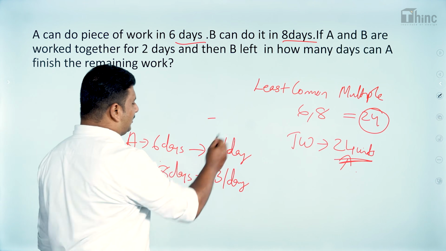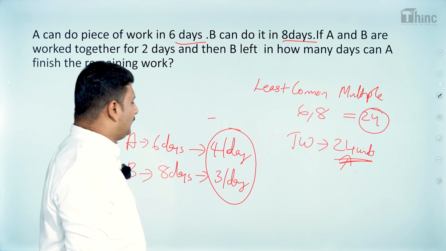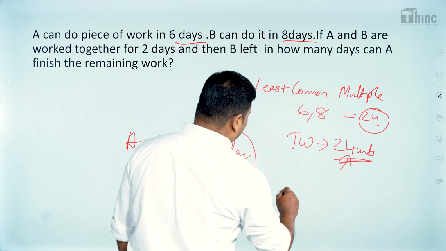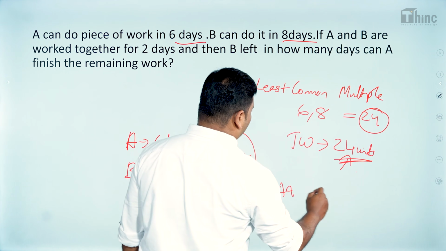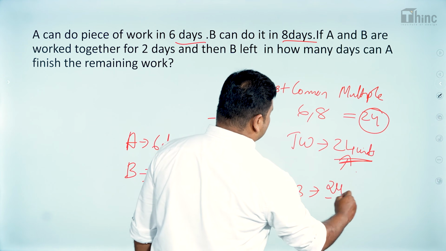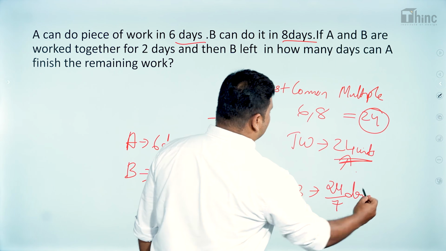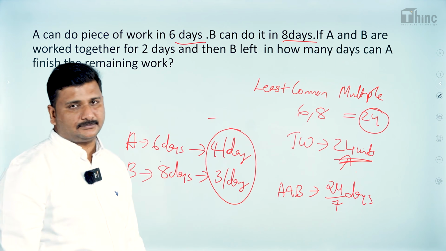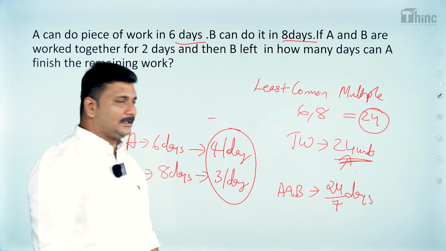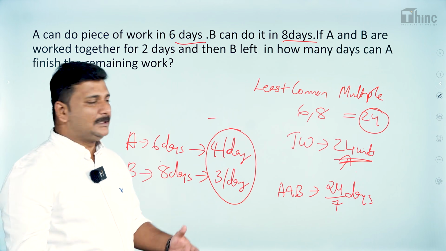So they can together contribute how many units? 4 plus 3, 7 units. So if A and B are working together, they can finish 24 units in 24 by 7 days. So 24 by 7 days will be the correct answer. Is it completely fine? I believe this is clear for you.